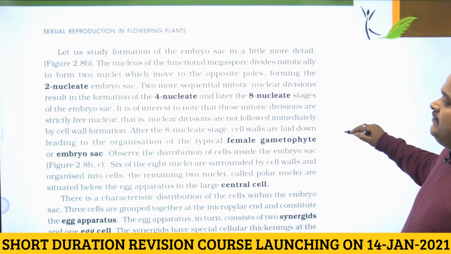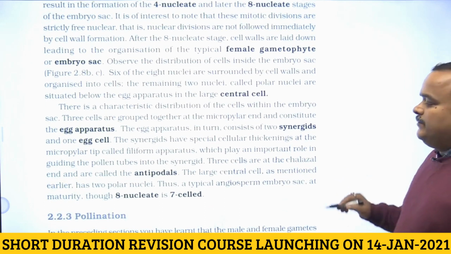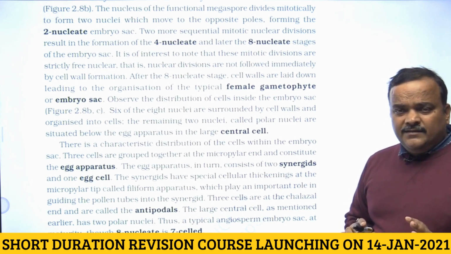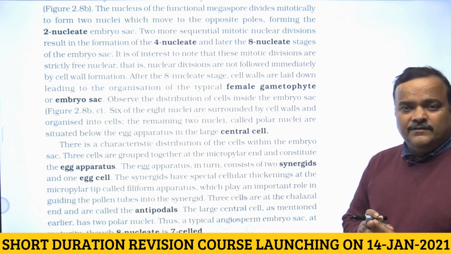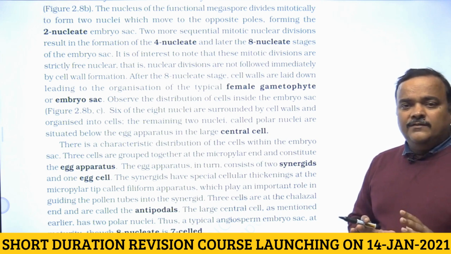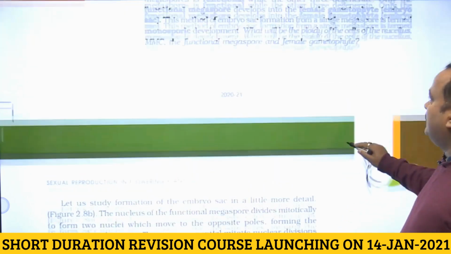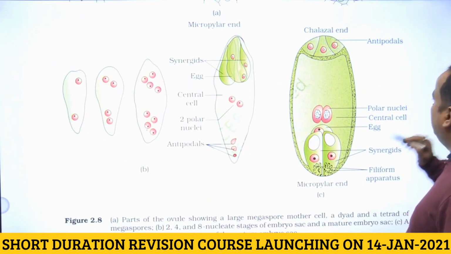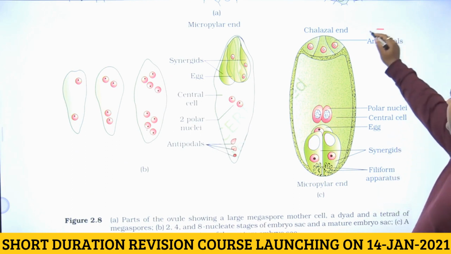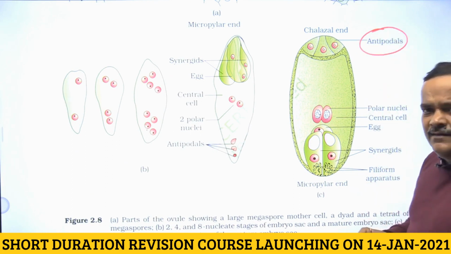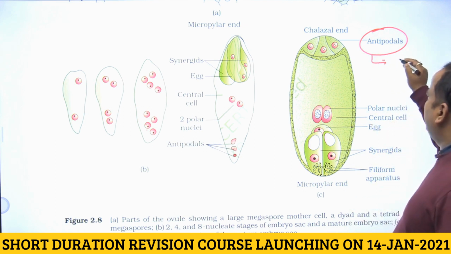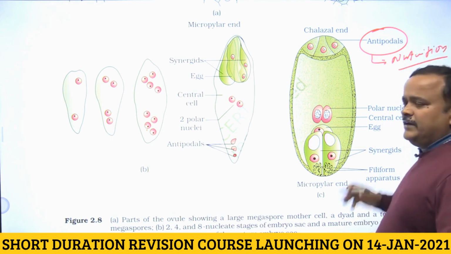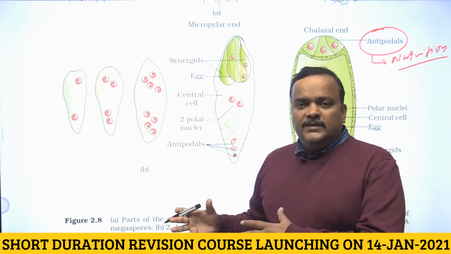Now, as I have discussed, this female gametophyte consists of 3 things, that is the egg apparatus, central cell and antipodal cells. So every one has a certain function. I will discuss that one by one. So what are the functions? Now, for the antipodal cells, there is hardly any function. Generally, they are said to be involved in providing nutrition. It provides nutrition to the embryo sac.